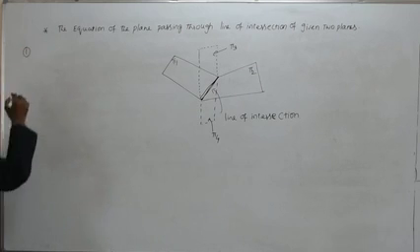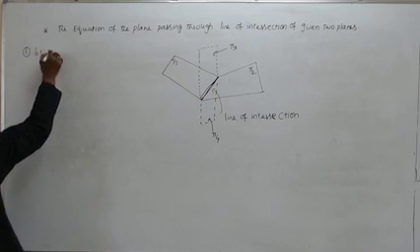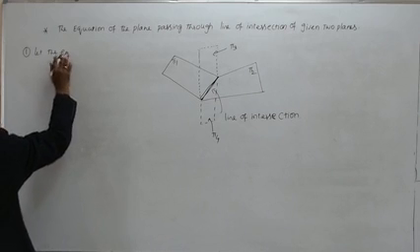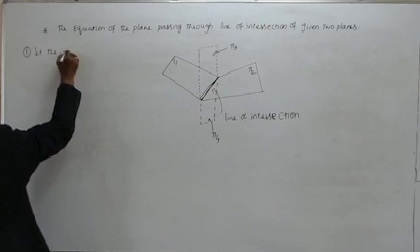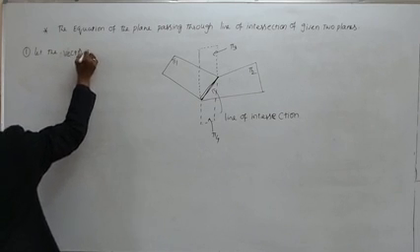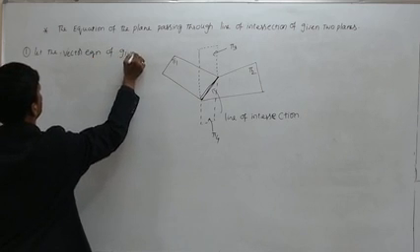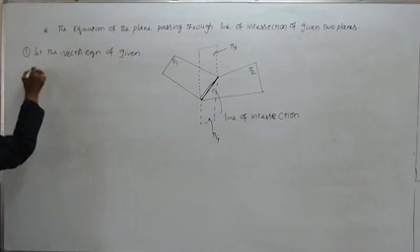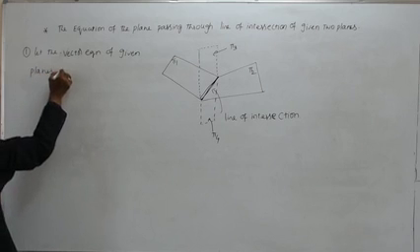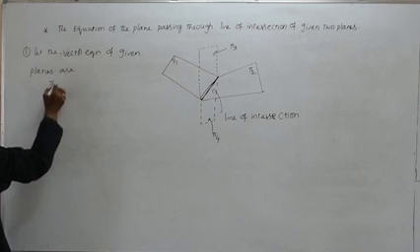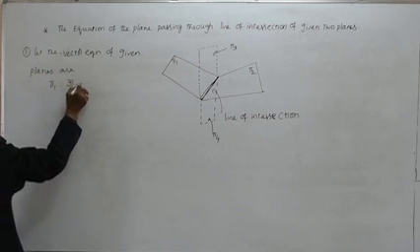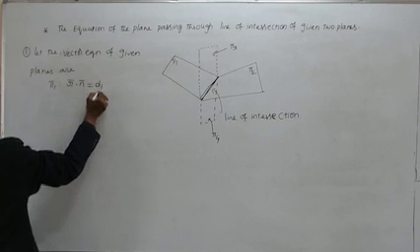Okay, so first the vector form. Let the vector equations of the given planes be: the first plane pi 1 is r bar dot n bar is equal to d1.